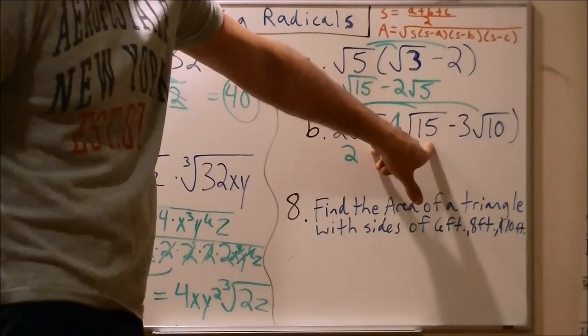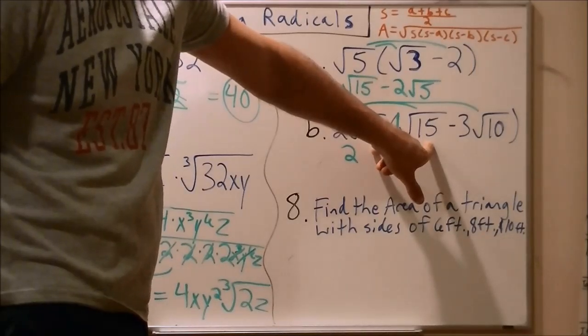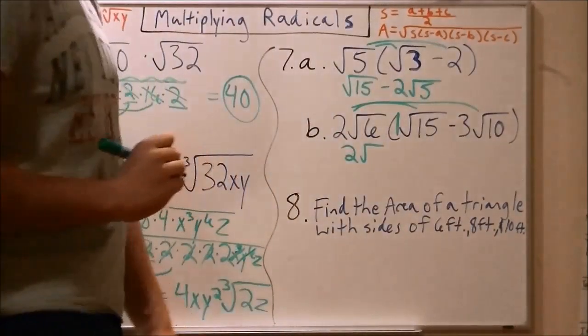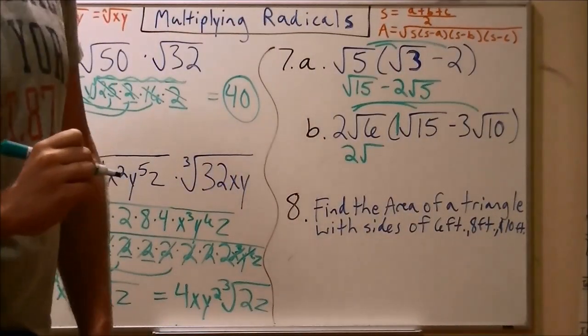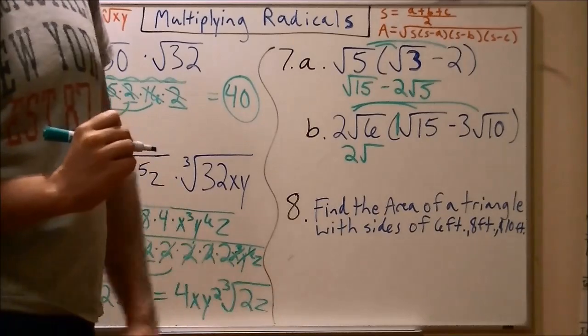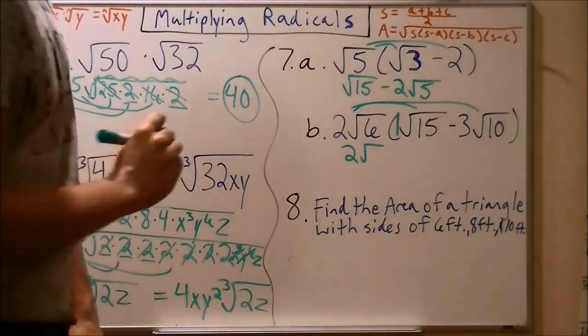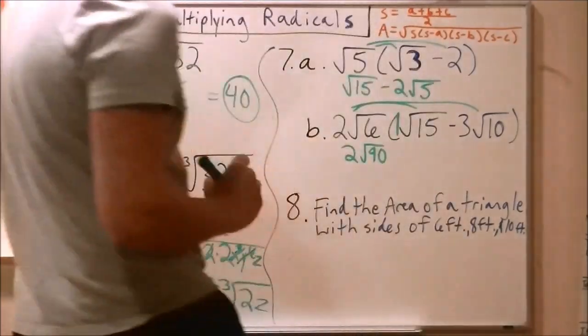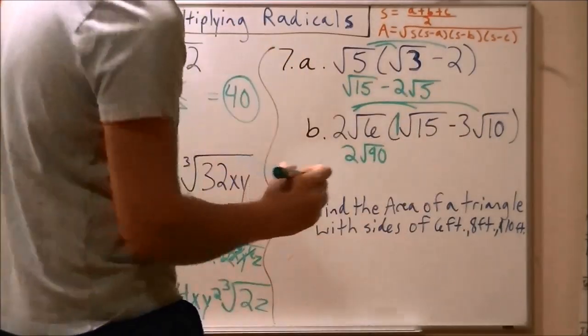Now, don't forget, I multiply what's inside the square root and put them under 1. What's 6 times 15? You can use a calculator if you want, but I hope you can do that one in your head. I think you can. That's 90. So I have 2 times the square root of 90. But don't forget to do the second one also.